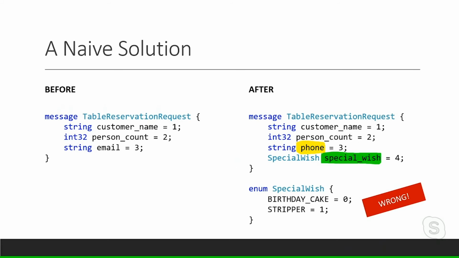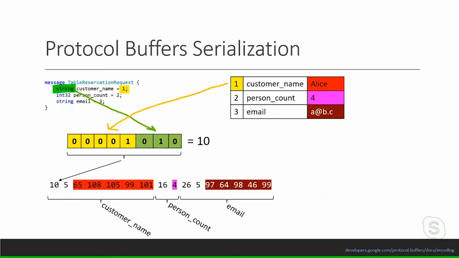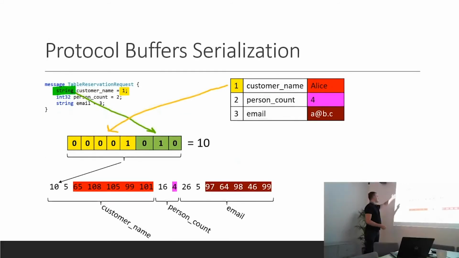And to understand why, let me explain just briefly how the protocol buffer serialization format looks like. So when you are sending a message, let's say it's the same message with customer name, person count, and email, it serializes it roughly like this.